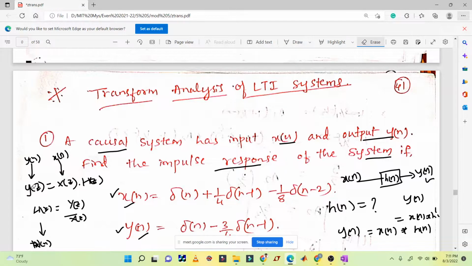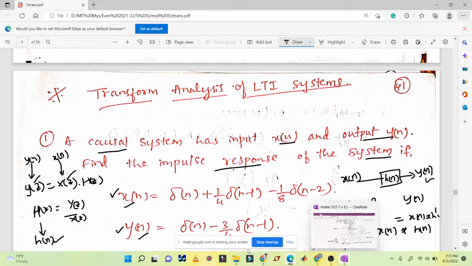Sorry, it should be small h of n. That is what is being asked here. Find the impulse response of the system; h of n we need to calculate. So this is the easier method. We need to first find the Z transform of y of n and x of n, then dividing y of z by x of z, we'll get h of z. After applying the inverse Z transform, we'll get h of n. So this is the process in this analysis. Is that clear?